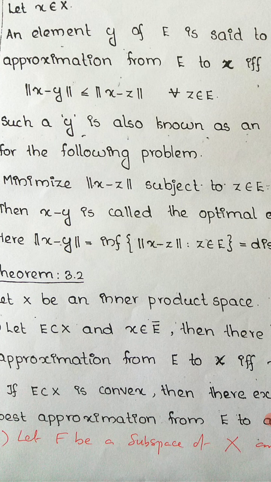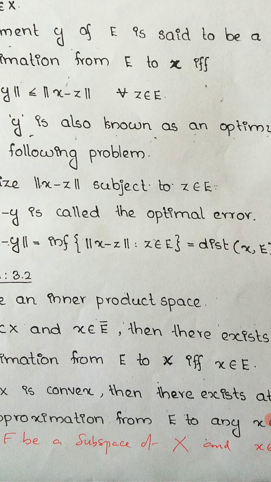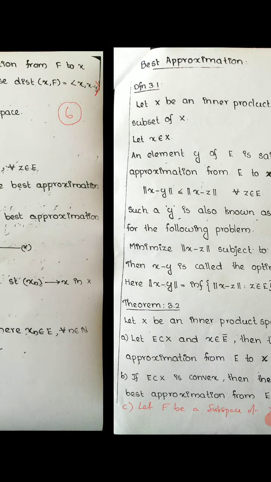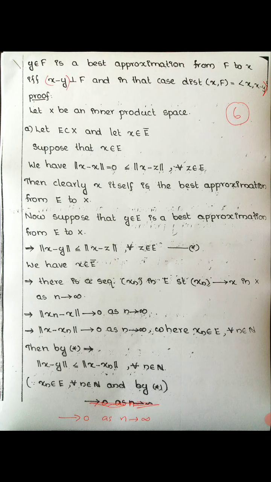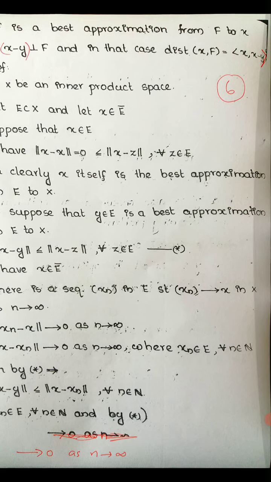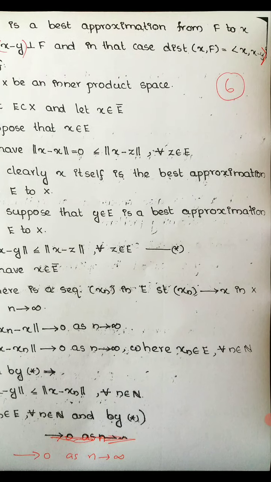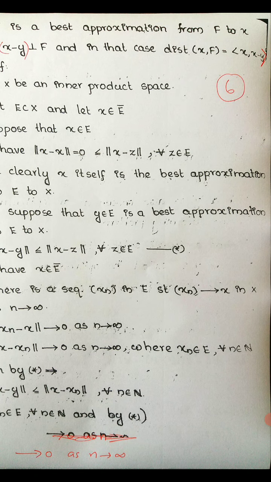And part C: F is a subspace of X and x an element of X; then y an element of F is a best approximation from F to x if and only if x minus y is orthogonal to F. And in that case, the distance of x from F is defined as the norm of x minus y.